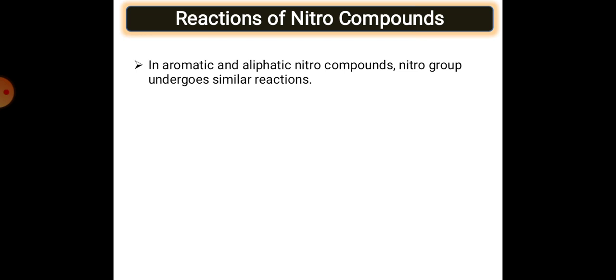What are the reactions of nitro compounds? Aromatic nitro compounds and aliphatic nitro compounds undergo some similar reactions, because NO2 is an oxidized form. Because they have the maximum number of oxygens, we can reduce them easily, to get another compound, that is aniline, etc.